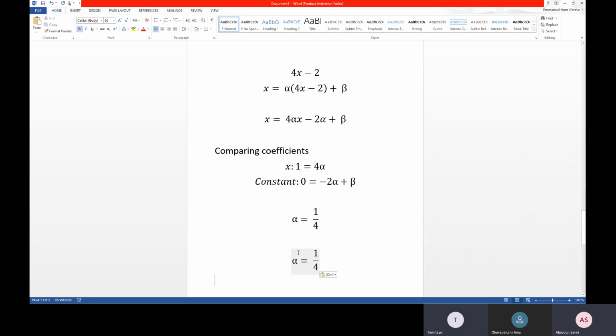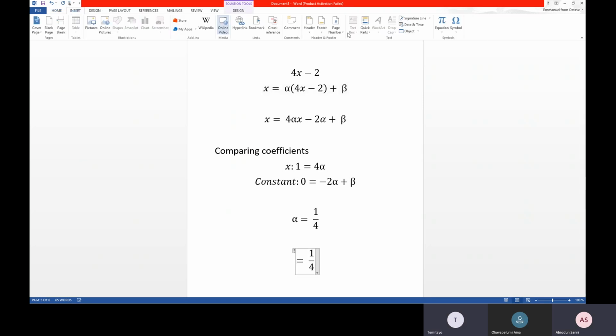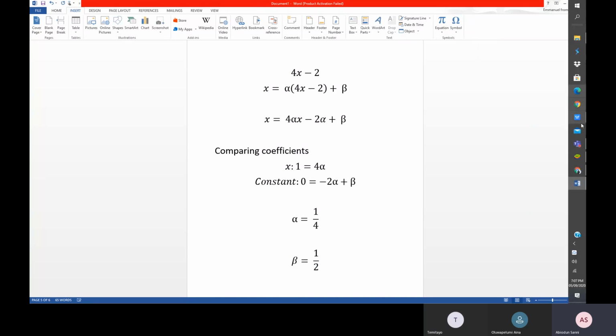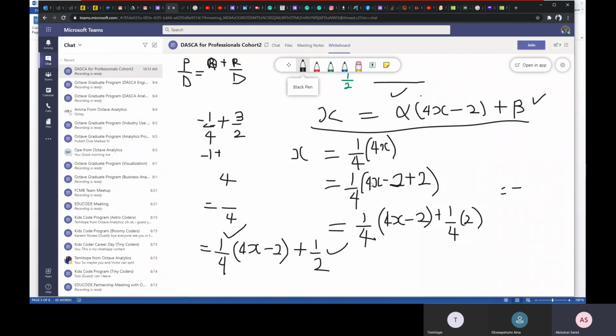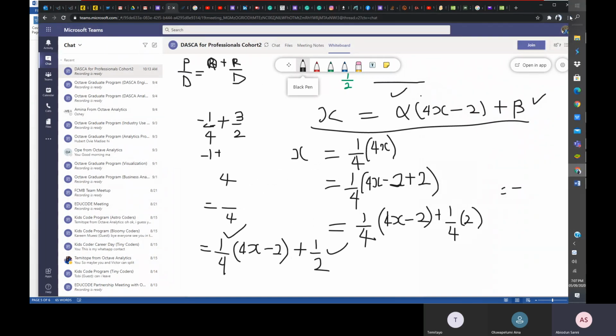Wow, smart work. So it's about doing smart work, as you have said. Sometimes you don't need to do all this analysis, you just have to do manipulation. So beta is 1 over 2. And from the manipulation we did here, we got alpha to be 1 over 4 and beta to be 1 over 2.